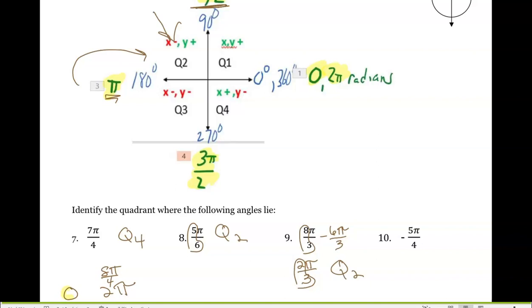Okay, negative 5 pi over 4. Clearly, that's too small of an angle, so I'm going to add to that. I have to change my 2 pi to fourths, so I'm going to multiply it by 4 over 4. So I'm going to add 8 pi over 4. That gives me 3 pi over 4. And think about that. Where would 3/4 of pi be? It would be in quadrant 2. So this you may need to really think about because it may not come to you the first time through.